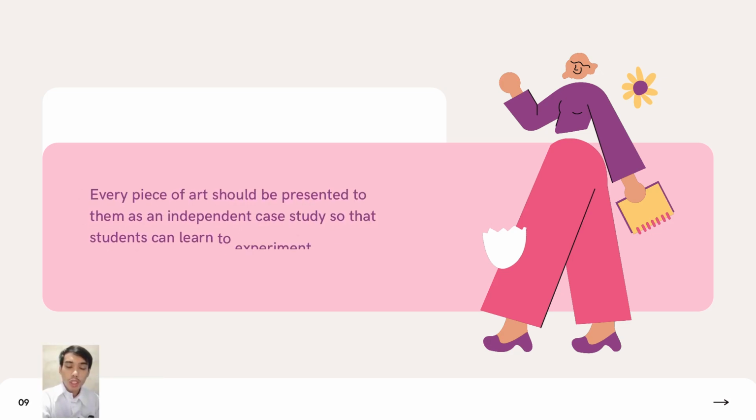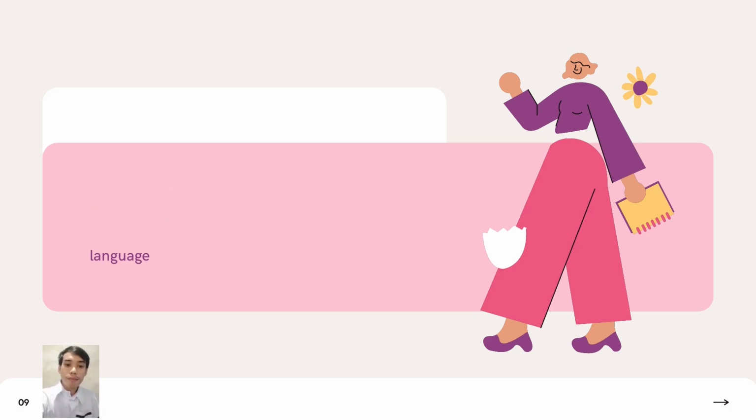Every piece of art should be presented to them as an independent case study so that students can learn to experience the language, not just the language, but also the culture, the structure, and the literature itself.